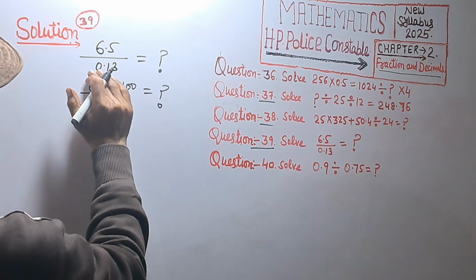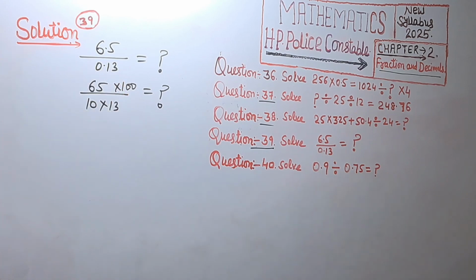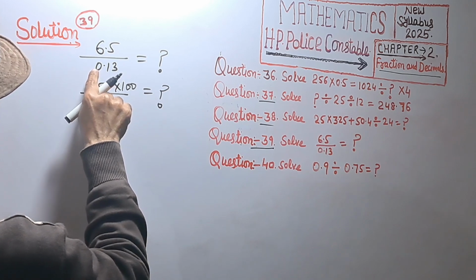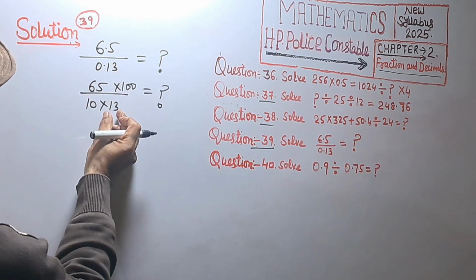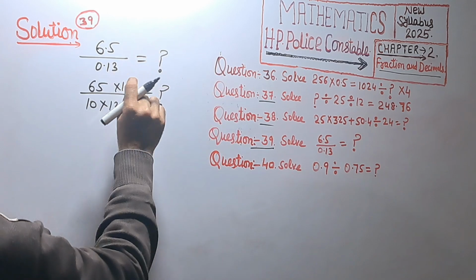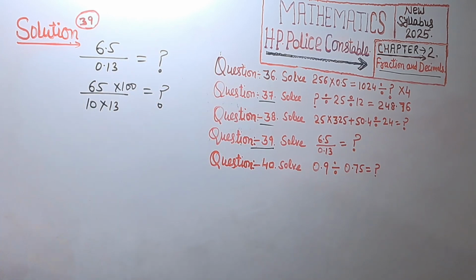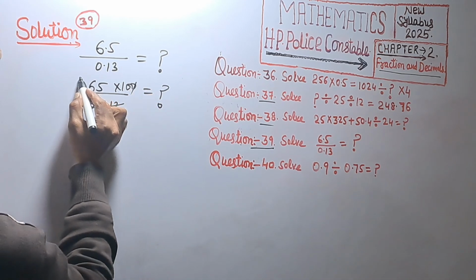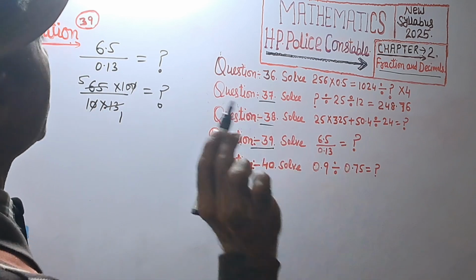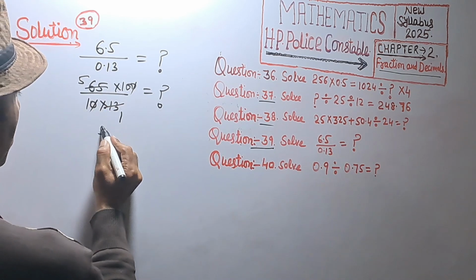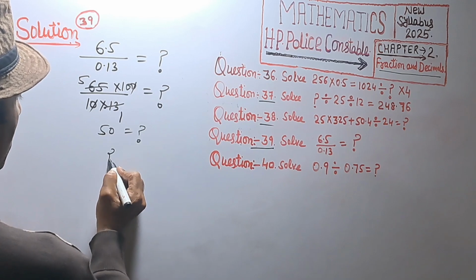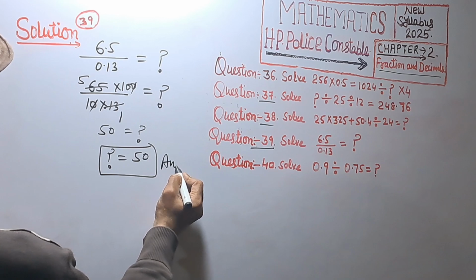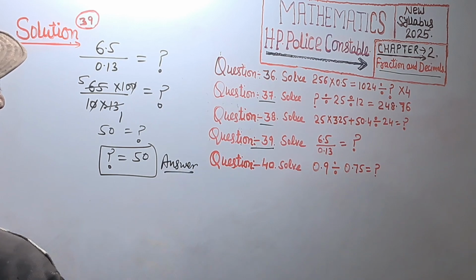And on the same process 0.13 we can write 13 multiplied by 100 numerator. So 0 0 1 0 is cancelled, 13 ones are 13, 13 fives are 65, and 5 into 10 is 50 equals ? We get the value of ? is equal to 50, answer.